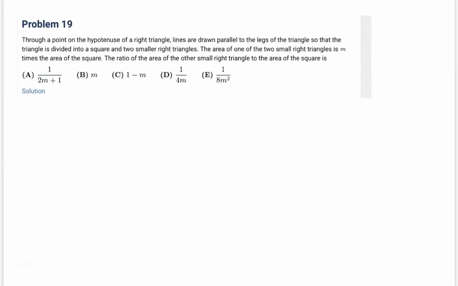Problem 19. 3 points on the hypotenuse. Lines are drawn parallel to the legs of the triangle so that the triangle is divided into a square and 2 small right triangles. So what it's saying here is if we have a right triangle, then we have lines drawn parallel, just like that.